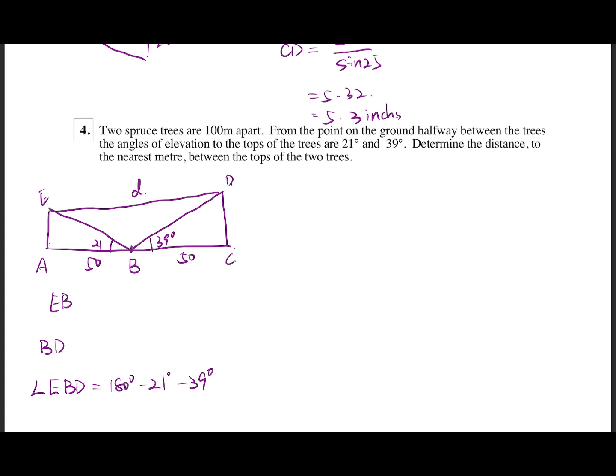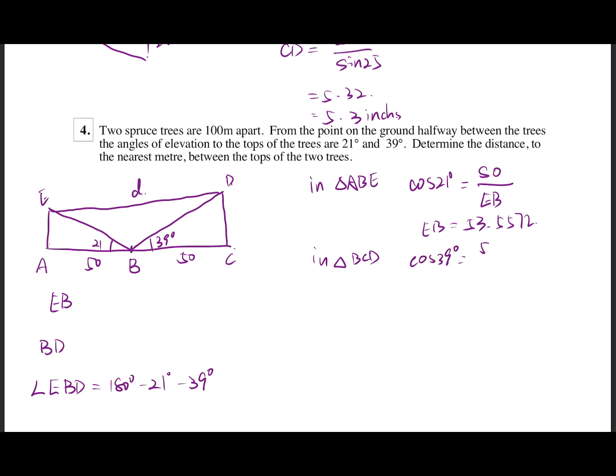Okay, in triangle ABE, cosine 21 degrees equals 50 divided by EB. So EB equals 53.5572. And in triangle BCD, cosine 39 degrees equals 50 divided by BD.